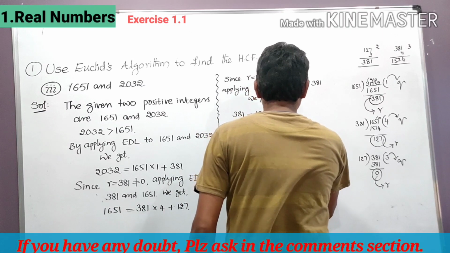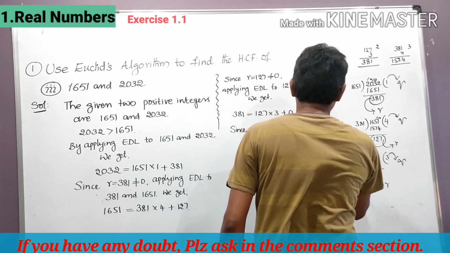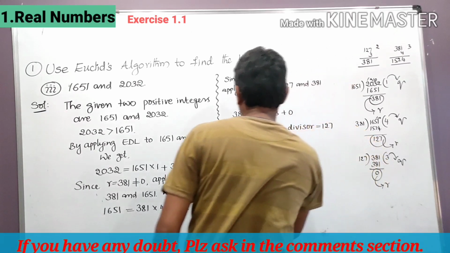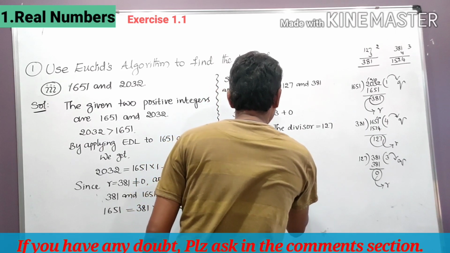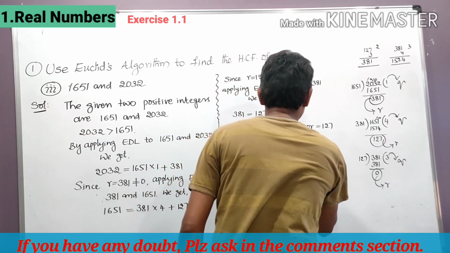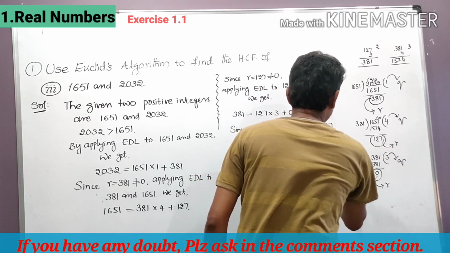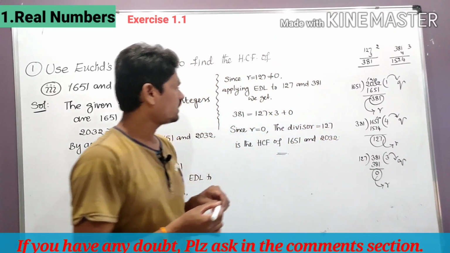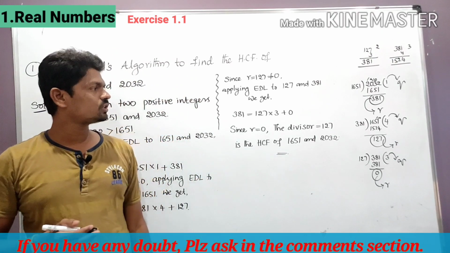the divisor, what is the divisor, student? 127. The divisor equal to 127 is the HCF of 1651 and 2032. So this is the HCF, student. 127 is the HCF of 1651 and 2032.